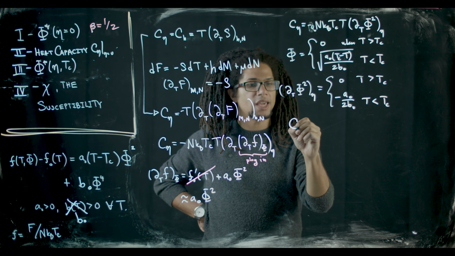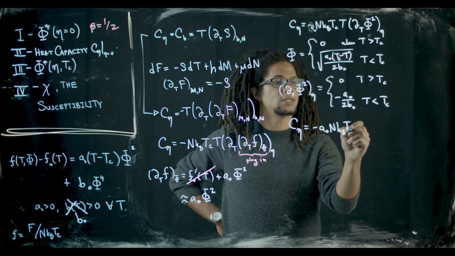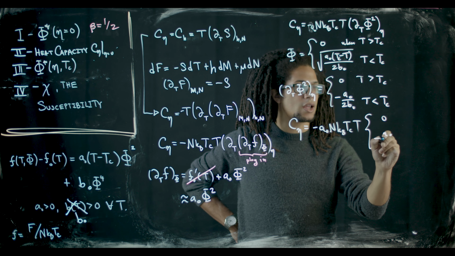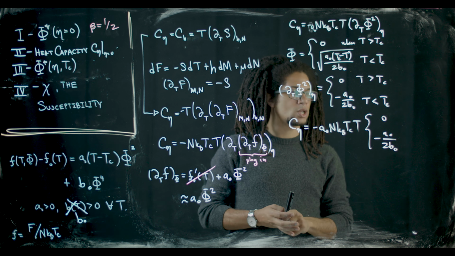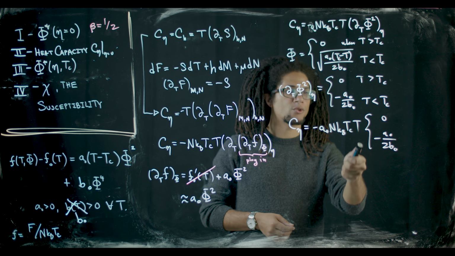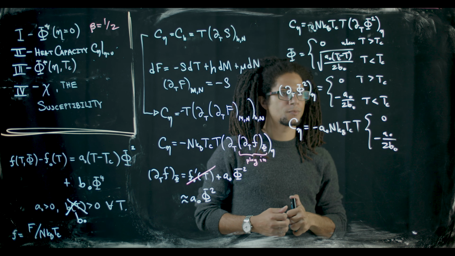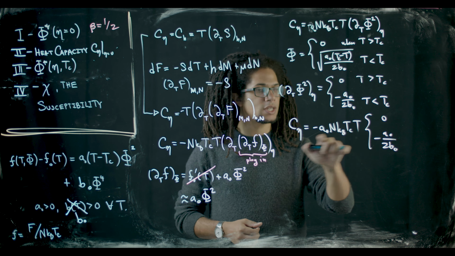All right, let's shove everything back in. So we get C_eta is equal to minus a_0 N k_B T_c times T times either 0 or minus a_0 over 2b_0. And so if we want to just extract the behavior with respect to T when T is near T_c of this thing, we can do that. And in particular, notice that C_eta is just linear in T. And it doesn't have any sort of vanishing behavior when we take T to be near T_c.